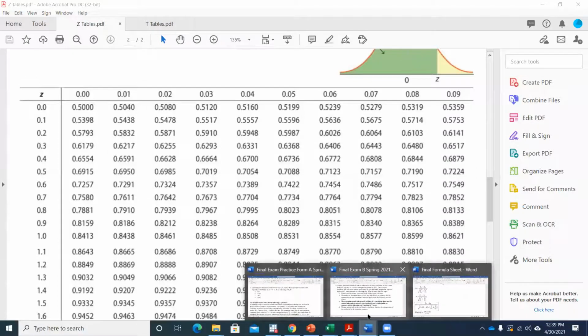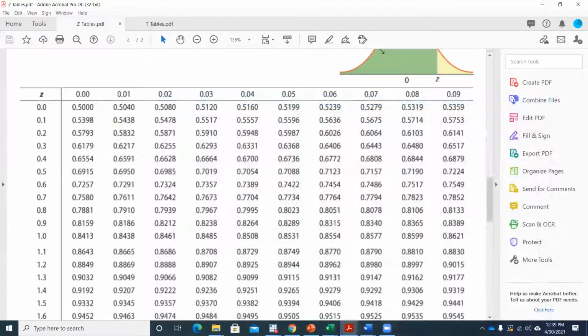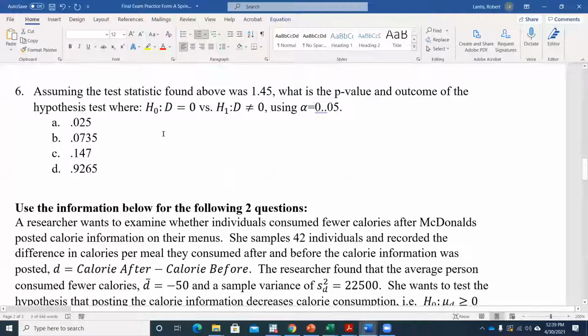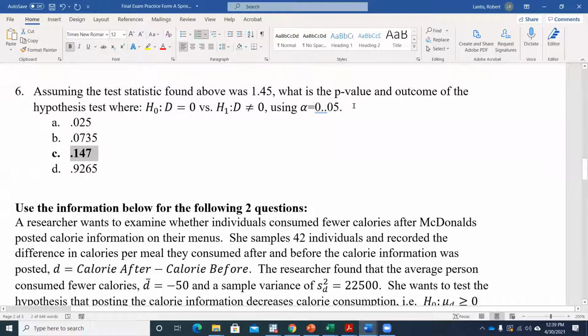So what, that was practice exam B. No, it wasn't. It was practice exam A. All right, so we got 0.147, and I left off the rejection decision here, but if we were trying to make it, we covered that and went through that, okay?